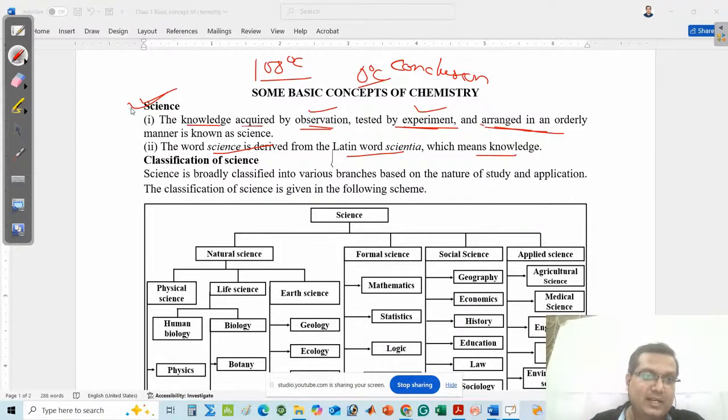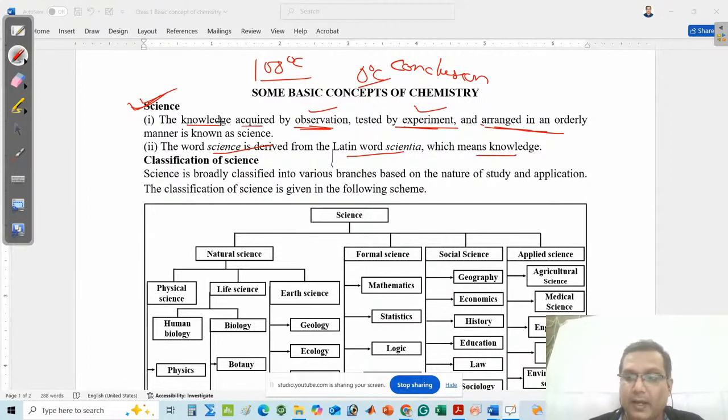Science completely belongs to three words: one is experiment, another is observation, third is conclusion. Next, I will move to another question. The question was, what is the classification of science? How can you know the different types of science?